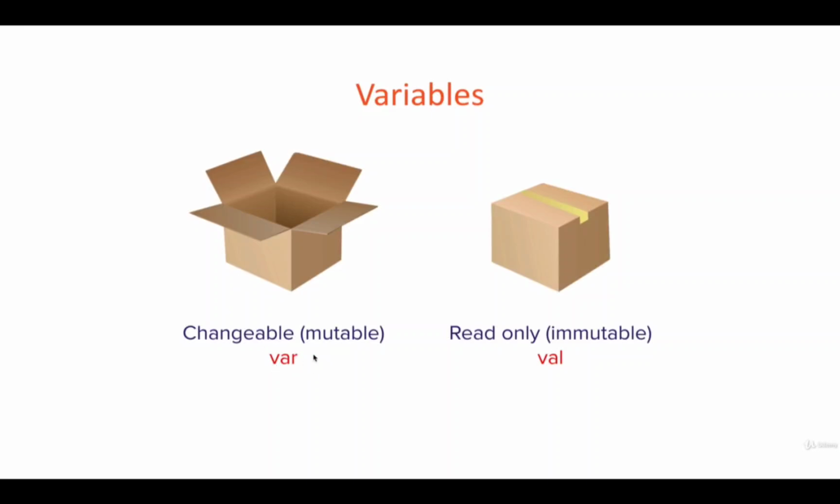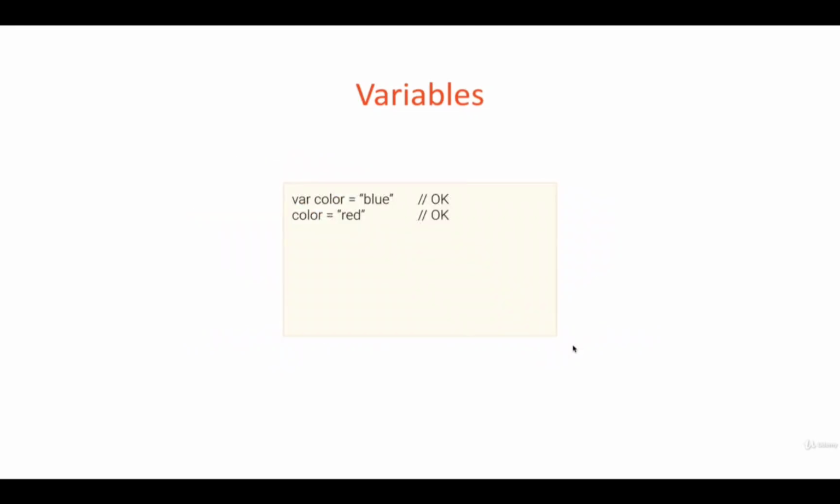So we have seen the var keyword. We define a variable that can be changed. And we have another keyword, val, that is used to define a variable that cannot be changed. So let's see this in practice. So for instance, we have a variable color defined as var equals blue. That is okay. And then we change the value of that variable to red, and that is also okay.